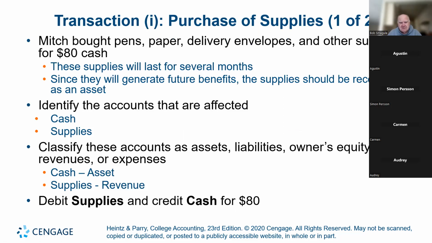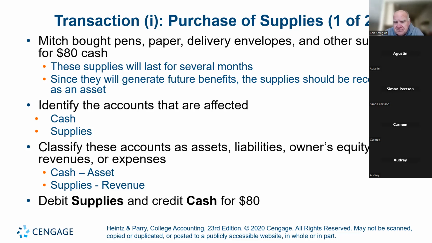Purchase supplies for $80, okay? And these supplies are going to last a couple months, since we're going to generate future benefit. That's a fancy way of saying supplies are an asset when you buy them. It becomes an expense when you use them, okay? And you'll be learning about that like crazy in a couple of chapters.